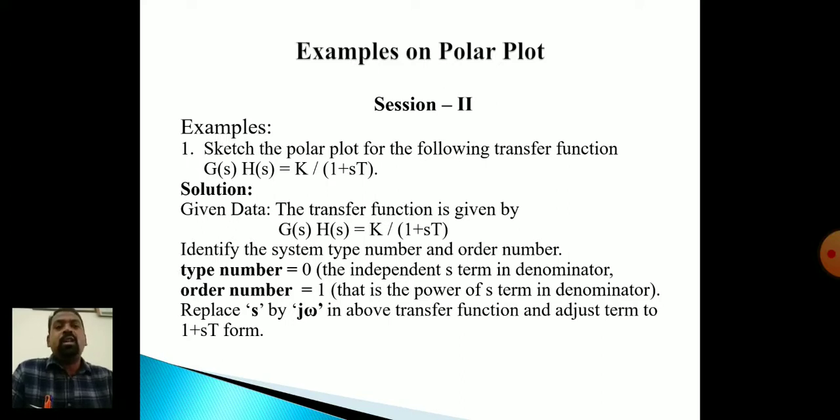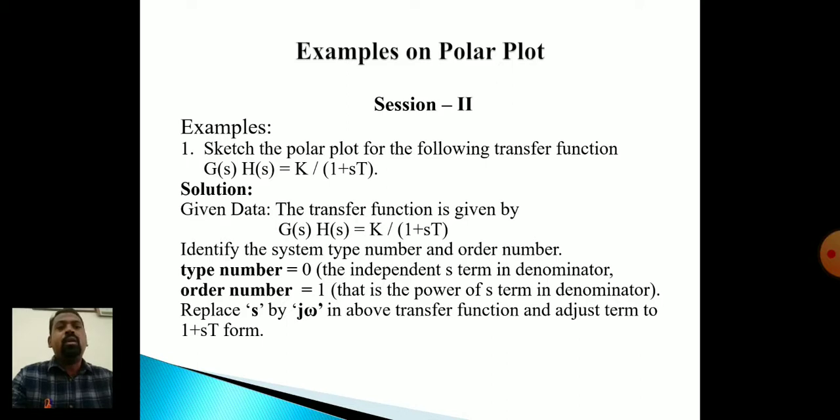In this example, G(s)H(s), the open loop transfer function, is directly given, equal to K divided by 1 plus sT. Here identify the system type number and order number. The system type number is 0. Why is it 0? Because the independent s term in the denominator is not there.